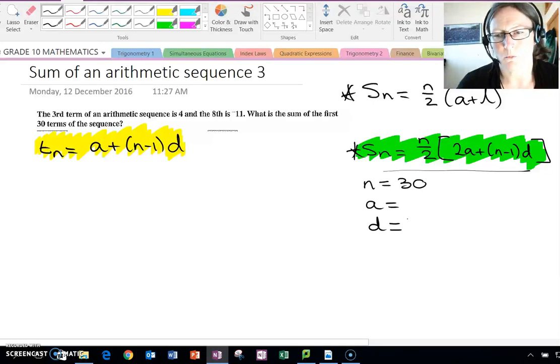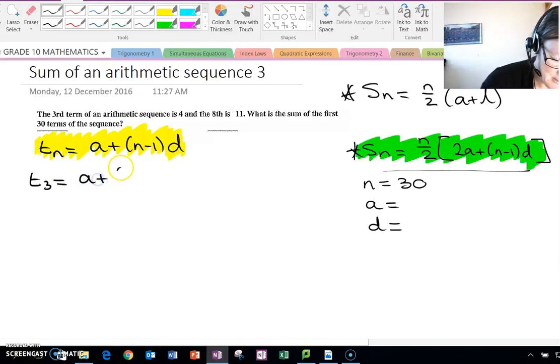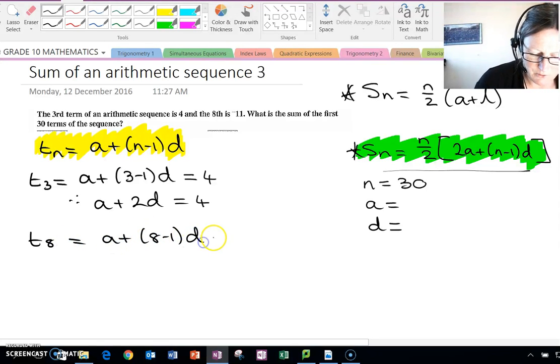But I have knowledge from what I've learned in past lessons to work out A and D. So using the rule over here, we are told that the third term is equal to 4. So A plus 3 minus 1 times D is equal to 4. So in other words, A plus 2D is equal to 4. We are told that the eighth term, which is A plus 8 minus 1 times D, is equal to negative 11. So A plus 7D is equal to negative 11.